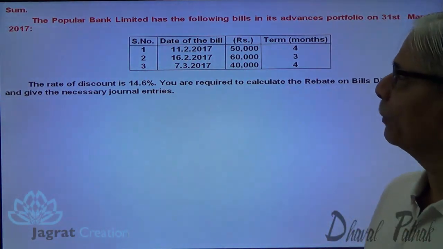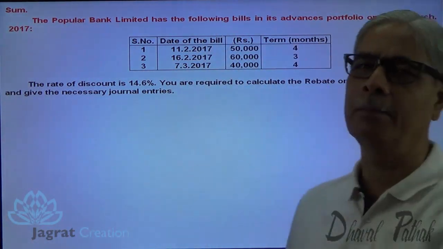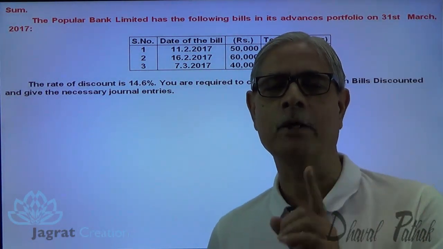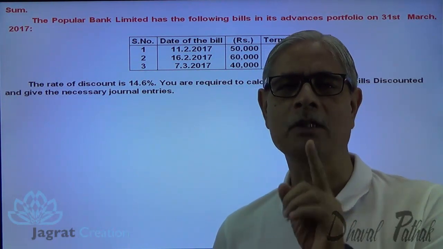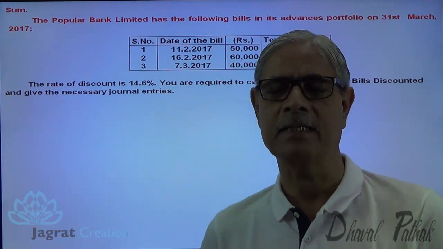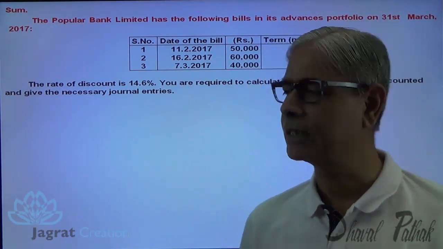Another important point to be noted: here you are given the date of the bill and the term, the period for which the bill was drawn. And you are required to find out the due date or the date of maturity for the bill by adding 3 days of grace. That is another important point. Now, let me start the explanation of this sum.